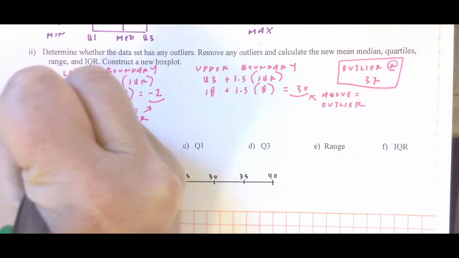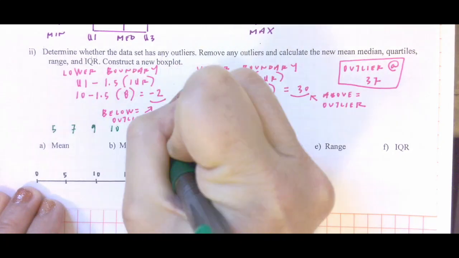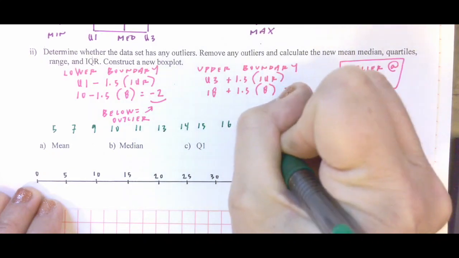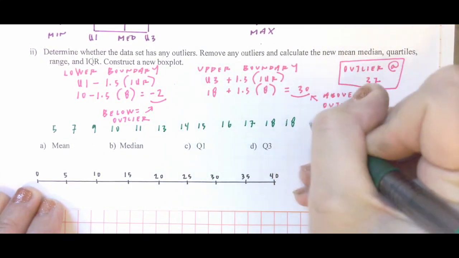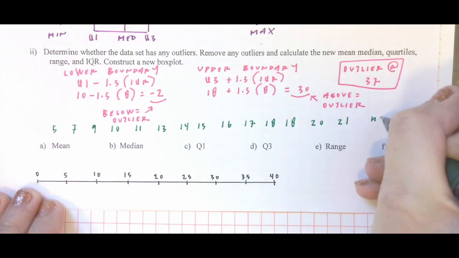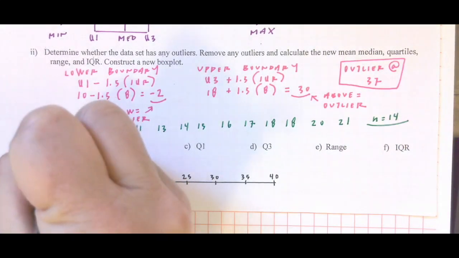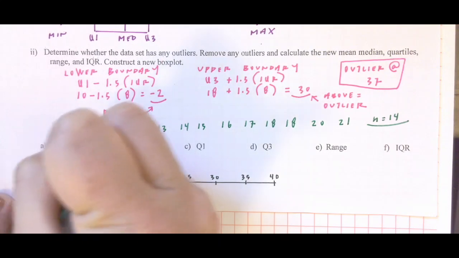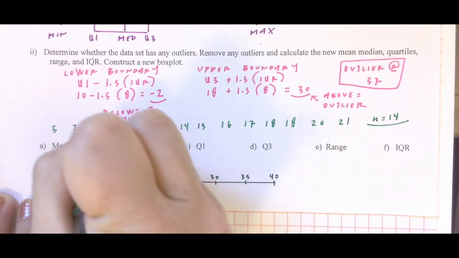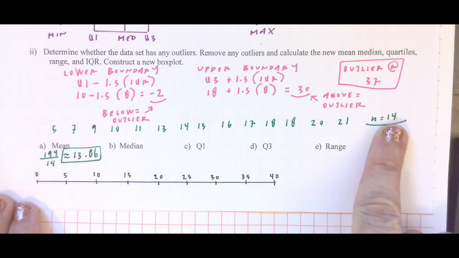So if I rewrite my data in order, I have 5, 7, 9, 10, 11, 13, 14, 15, 16, 17, 18, 18, 20, and 21. Right, I've pulled that 37. Now I have 14 data points. So my mean now, my sum is now 194. I divide it by 14, I get about 13.86 as my average.